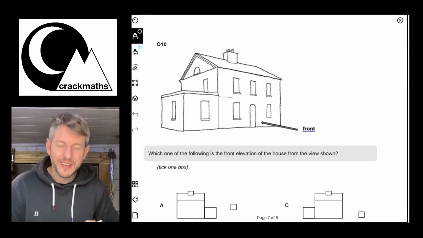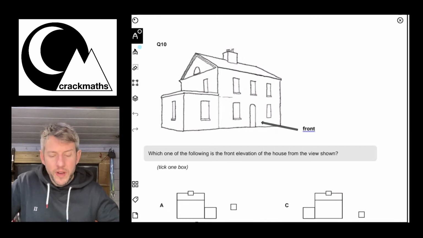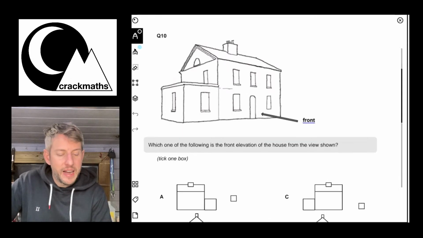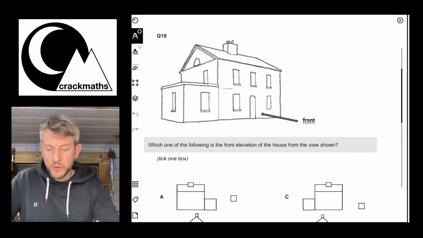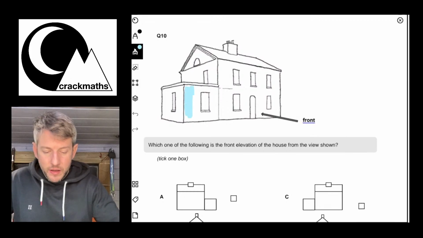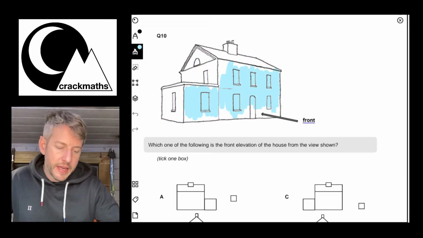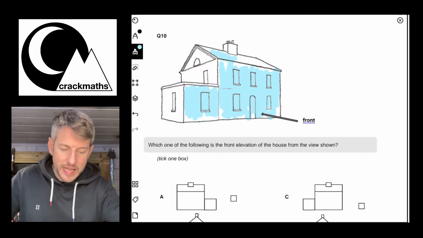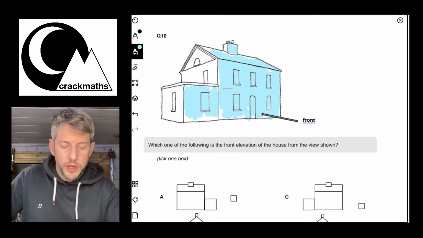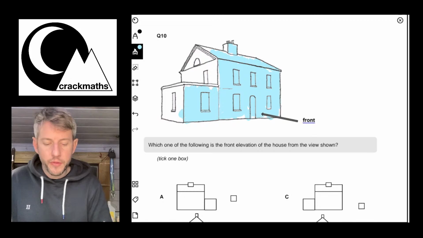Ooh, it's a house. Nice. Right. Which of the following is the front elevation of the house? So, remember, the front elevation means all of the things that you see from the front. So, everything here, okay? And then this bit as well, because even though it's slanted, you will see that. And you will see the front of this chimney. So, everything I've coloured in blue is what you can technically see from the front of the house.